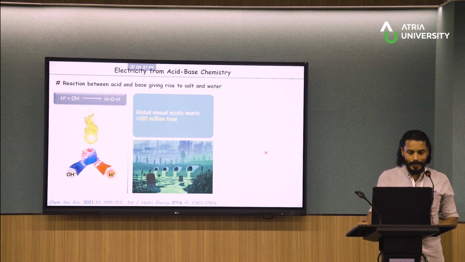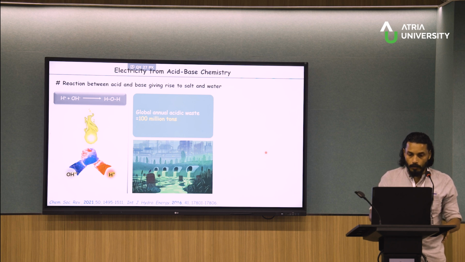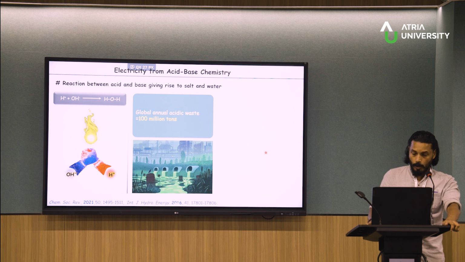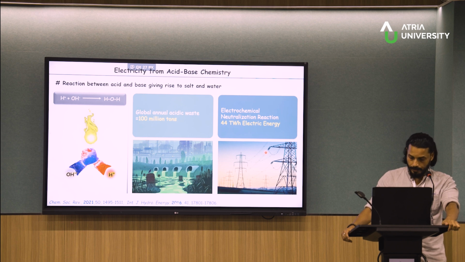There are huge industrial prospects in harvesting that energy as electrical driving force, majorly because the global annual acidic waste is almost 100 million tons of sulfuric acid, and before discharging them to water bodies, they undergo a neutralization reaction, and a tremendous amount of energy is wasted in that process. If you do the calculation, the amount of energy wasted corresponds to this much electrical driving force, which is very significant.